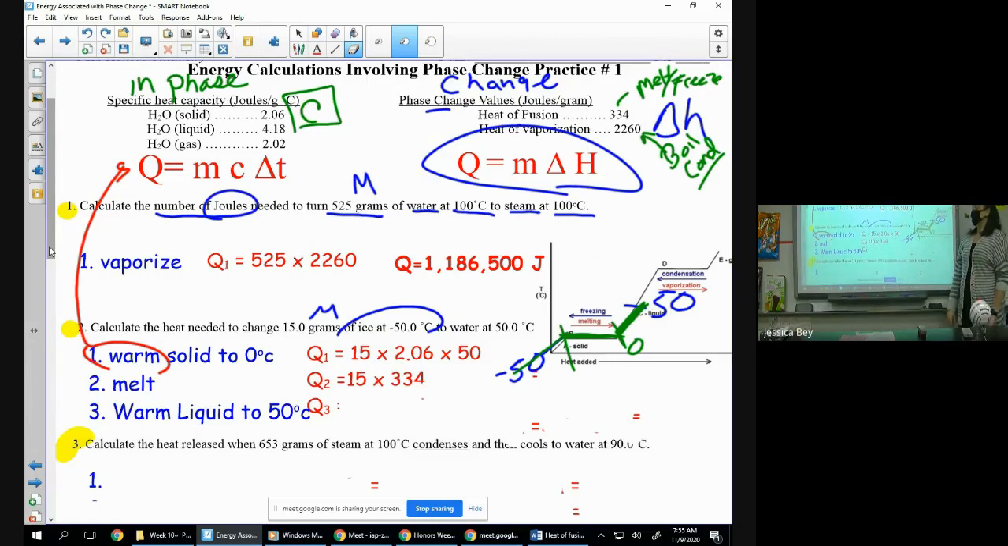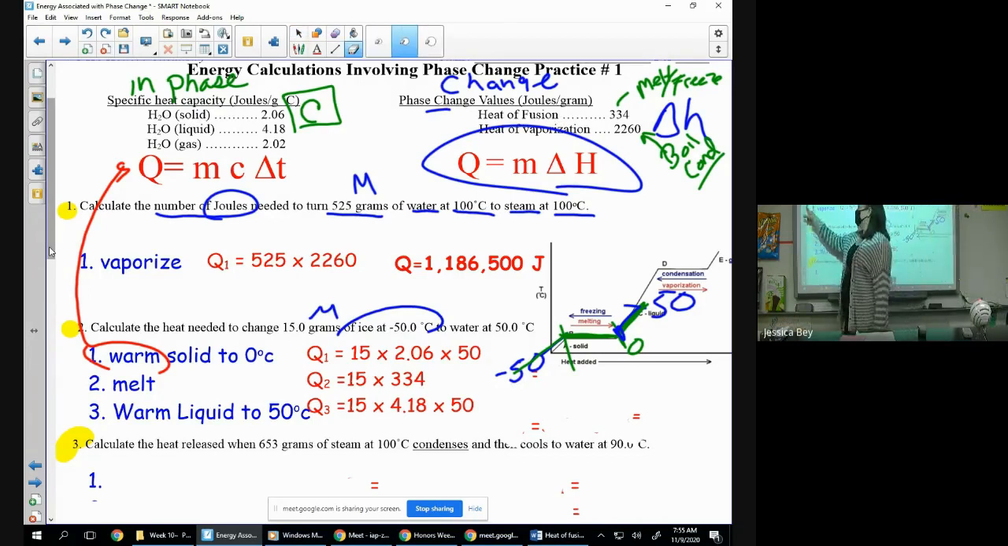Warm liquid to 50, because now I'm over here and I need to go from 0 to 50. That is a temperature change, my friend. So I'm back to Q is equal to MC delta T. 15, I am liquid water, so I'm looking at 4.18 and I'm looking to make that go 50 more degrees. Anybody have any issues on how I turn my words into math? Doing okay? All right.